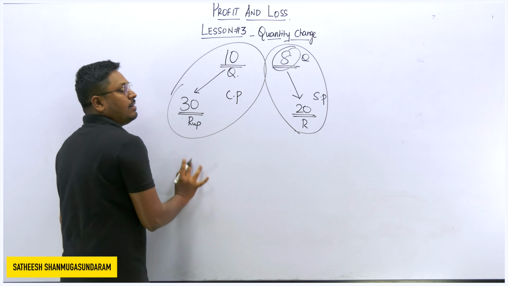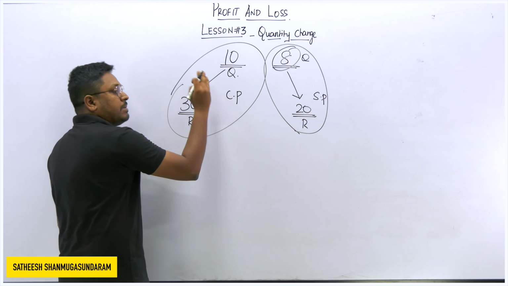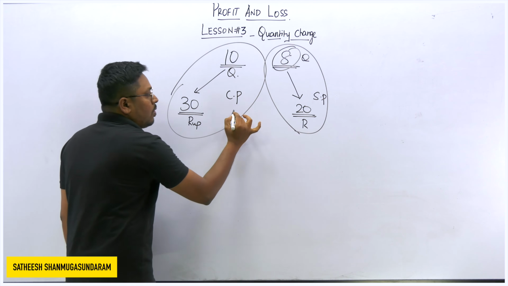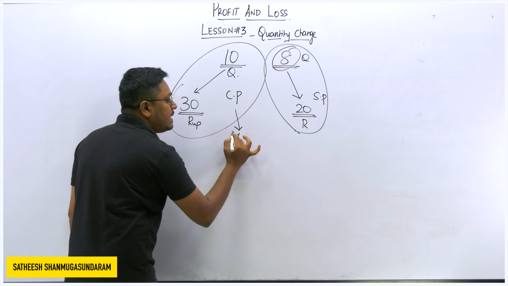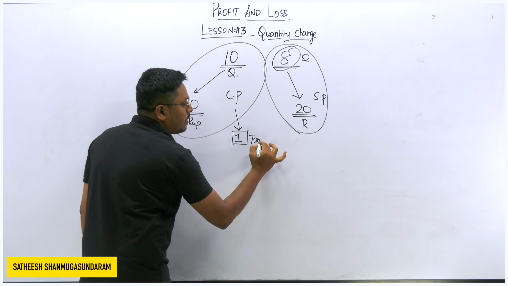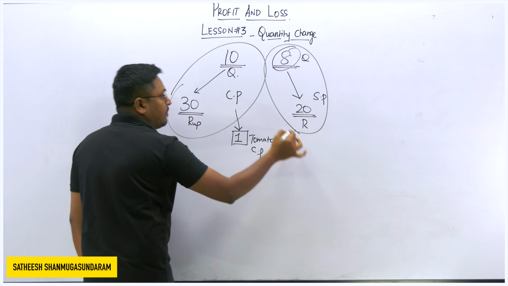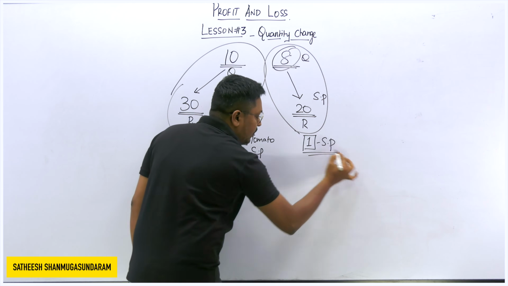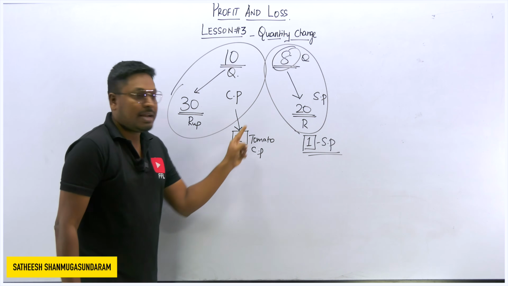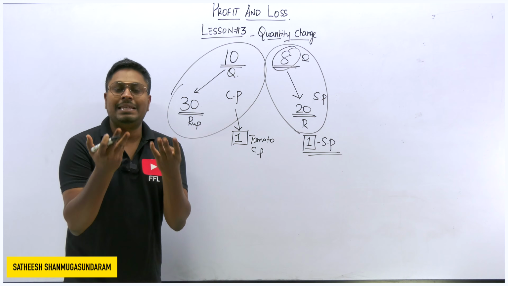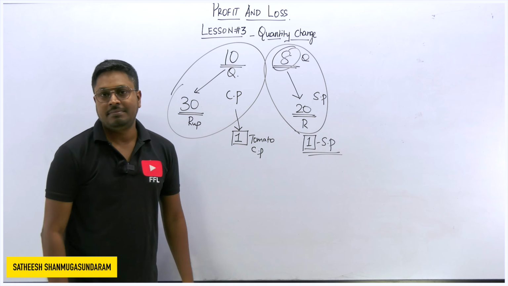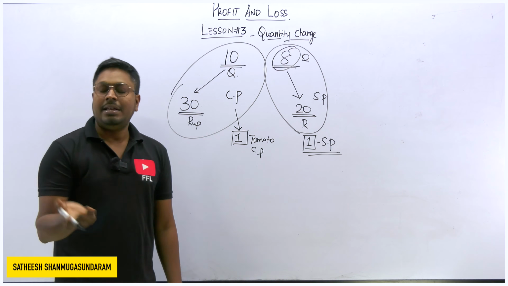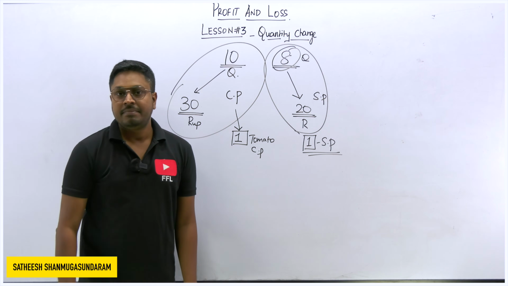So now the technique here is, whatever quantity the person is purchasing and whatever quantity he is selling, you find one thing: what is the cost price of one item, that is, one tomato, right? One tomato cost price. And from this data, try to find one tomato selling price. If you find one tomato cost price and one tomato selling price, you can easily find whether it is a profit or a loss, right? Once you find the profit or loss, finding the profit percentage is also easy. Is it understood or not?